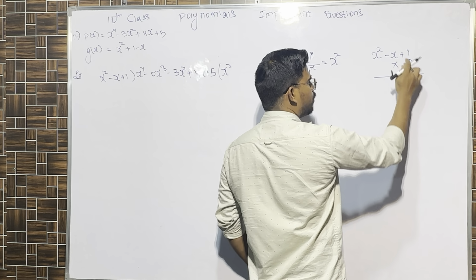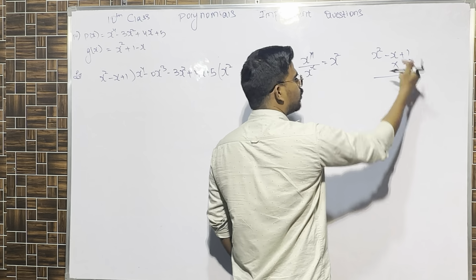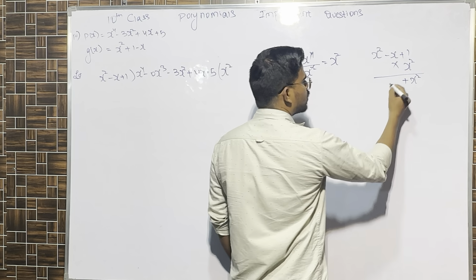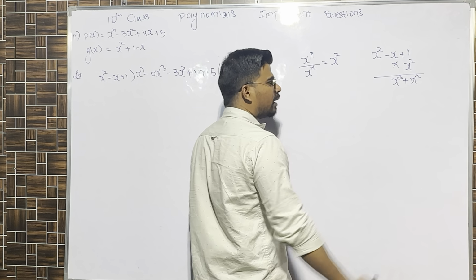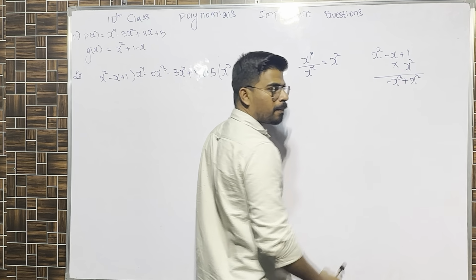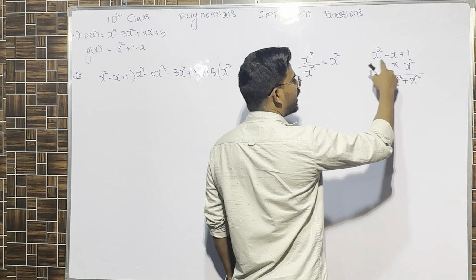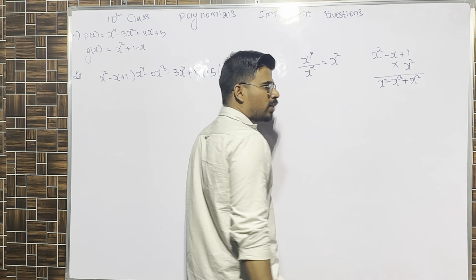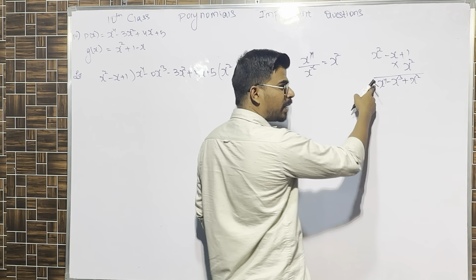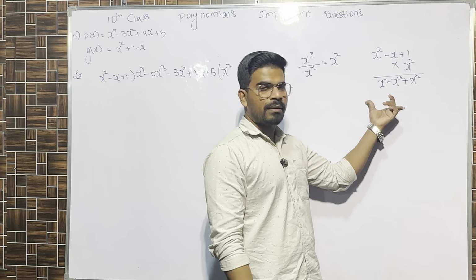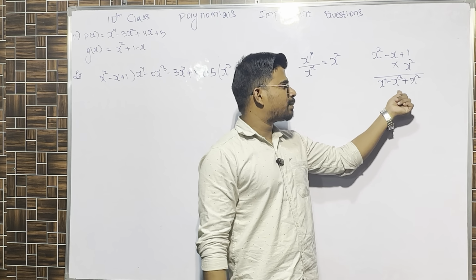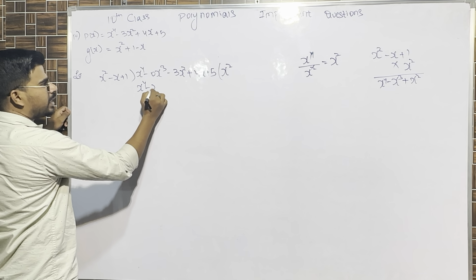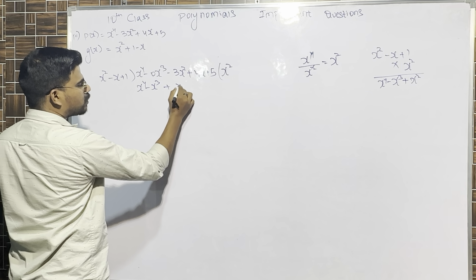Then the sign: plus into plus is plus. If nothing is written, the sign is plus. Next, x square into x is x cube. Now think about the sign: plus into minus is minus. In the same way, x square into x square is x power 4, and plus into plus is plus. If a sentence starts with plus, we need not mention the plus there. So we got x power 4 minus x cube plus x square.